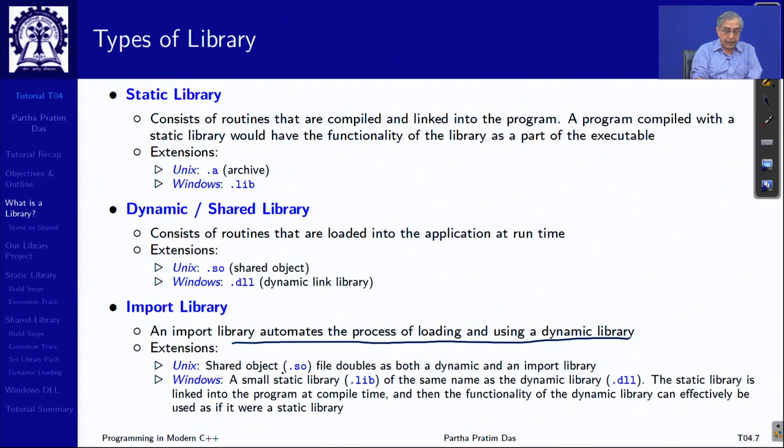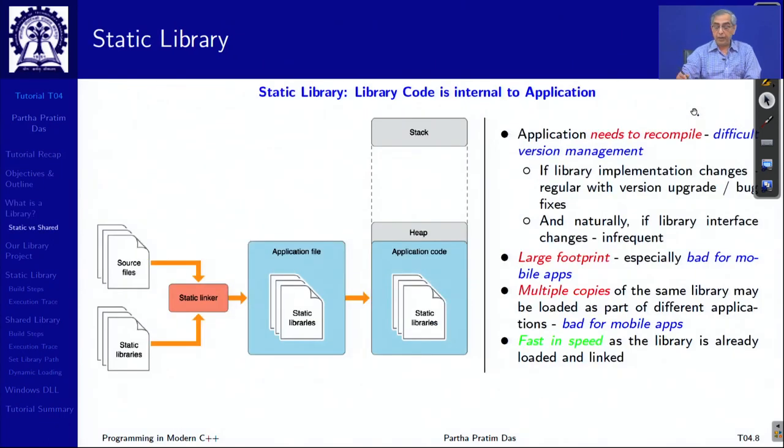So, .so in Unix doubles as both dynamic as well as import library, whereas in Windows a small static library will be created, by the same name as the dynamic library. We will explain why we need this. So, DLL needs to be there, but there may be an additional small static library which tells you what all you need to find in that library. So, this is a schematic diagram.